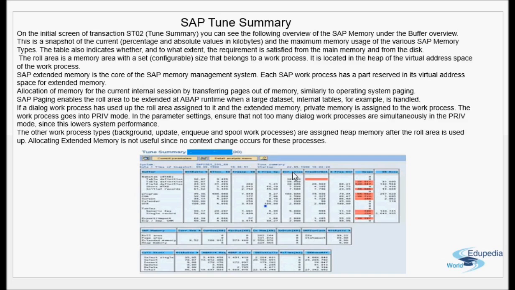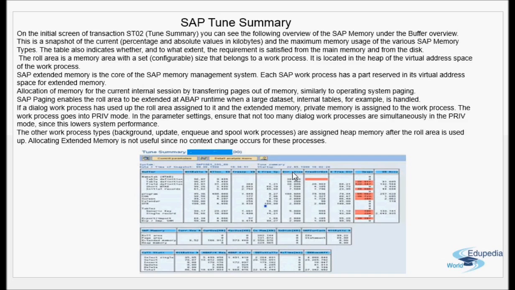Today again we have seen a set of 4 transactions. So far we have completed 8 transactions. In the last video, in part 1 of monitoring, we saw SM13 for update monitoring, ST22 for ABAP dumps, SM21 for the system log, and SM51, which was for the SAP application servers configured in the SAP system.